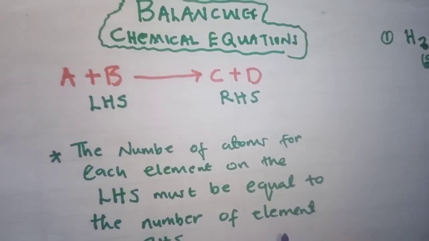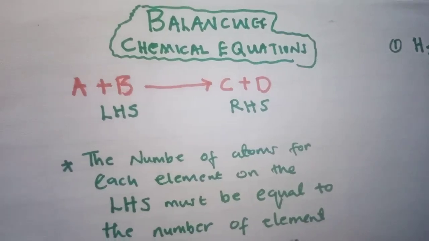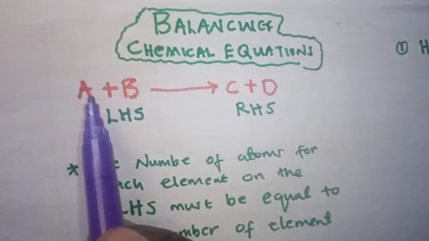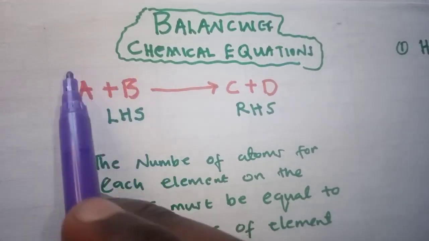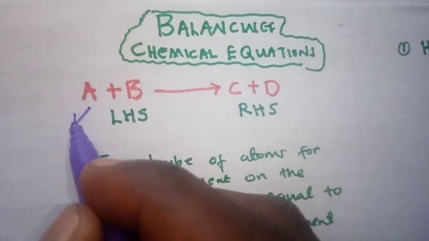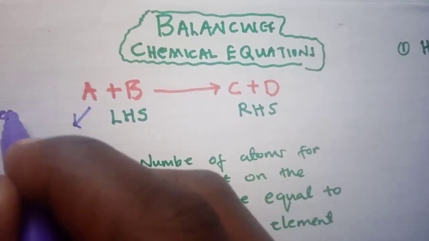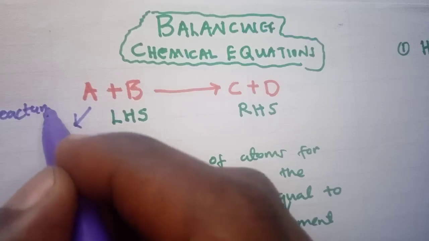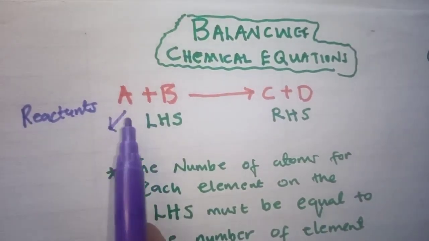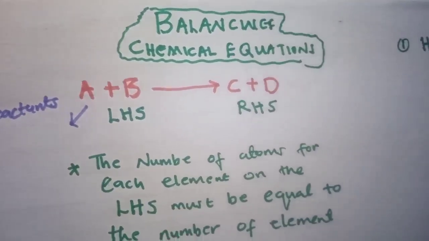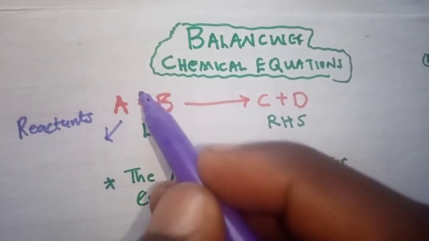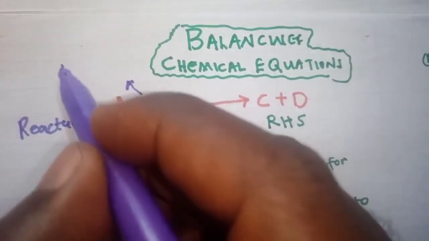Okay, so balancing chemical equations. Each and every chemical equation has elements or compounds on either side. The substances found on the left hand side, we call reactants. When these reactants react together, this plus sign simply means that they are reacting together.